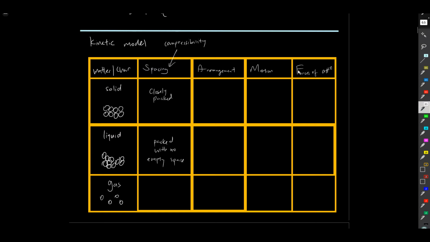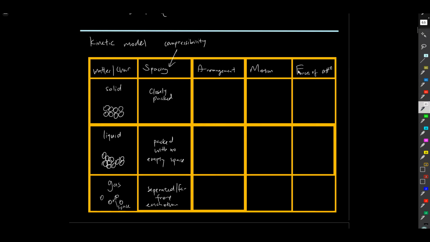For gas, it is loosely packed. They are separated. They are not even packed really. They are far from each other, so far apart. Them being far apart gives them a lot of empty space, and this empty space allows them to be compressed.